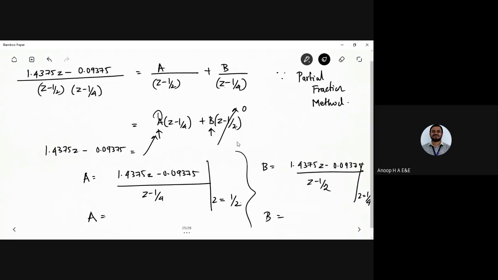I'll give a minute. 2.5. Yes, what is A? A is 2.5. Very good, it's the right answer. What is B? To find B, z minus 1 by 4 should be equated to 0. So what would be the value of z when you want to find B? The z value here should be 1 by 4.